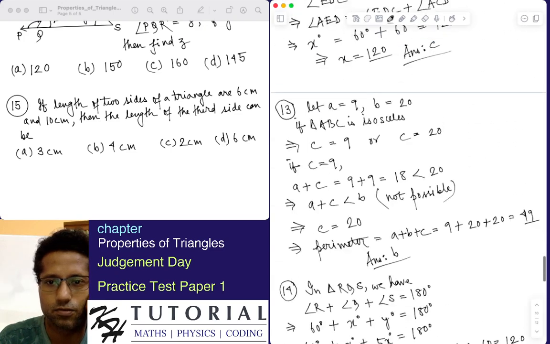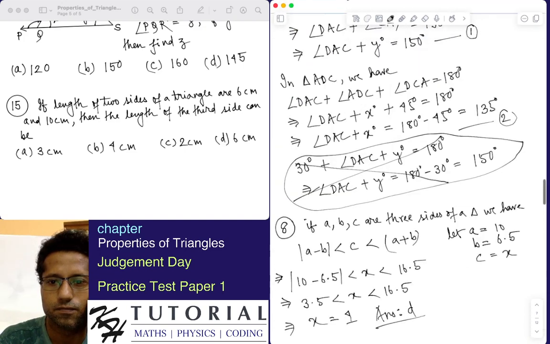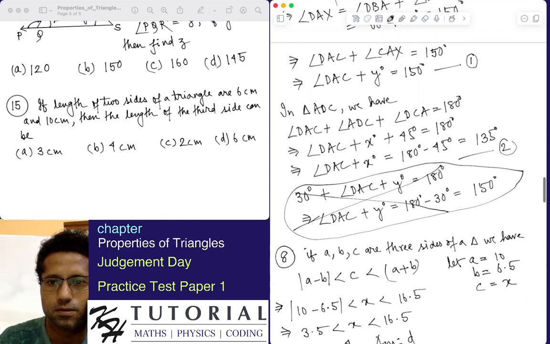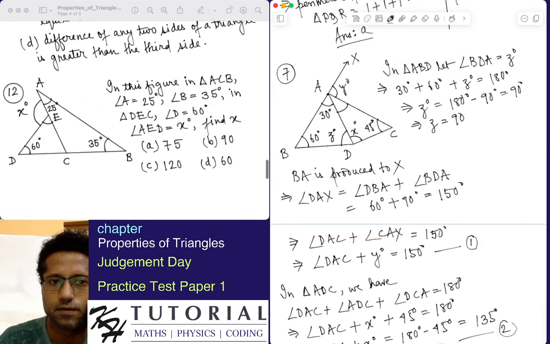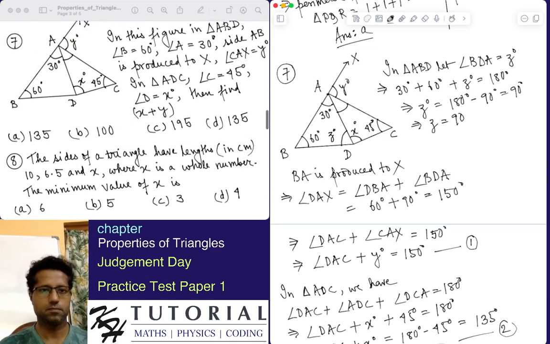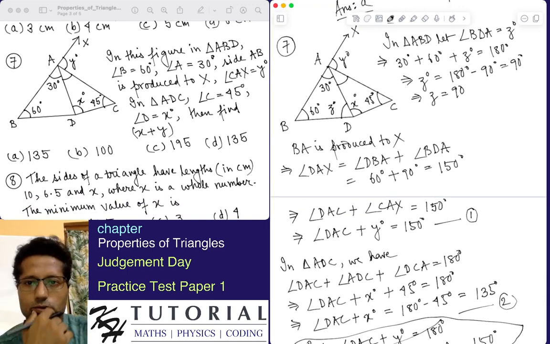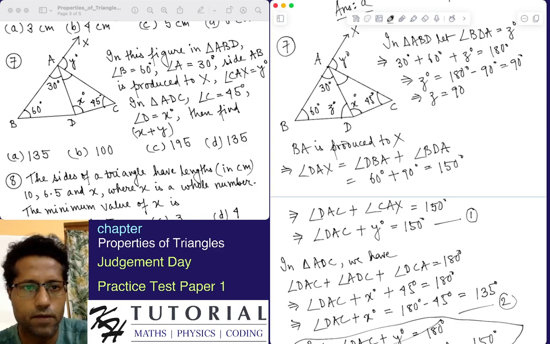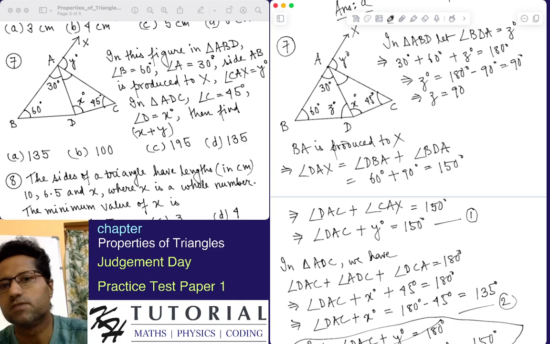Okay, so one question I couldn't solve, which was that? This one? Yeah, I think 7. Question 7, I couldn't solve it. Let's give another try to this. Okay, so we have to find x plus y.